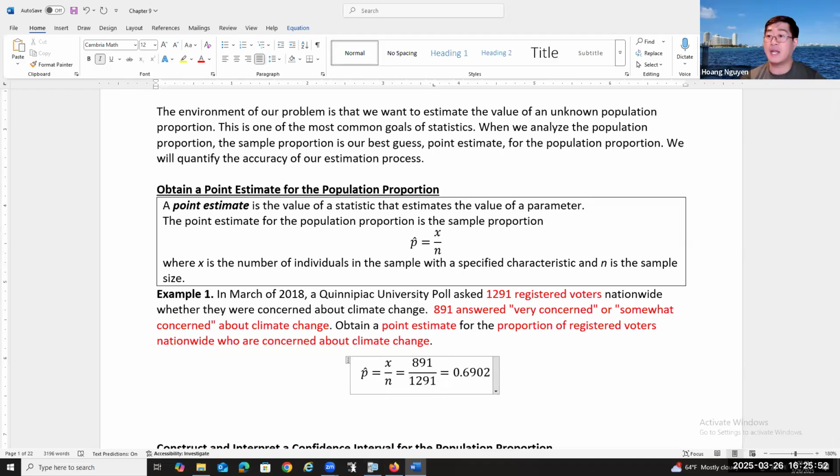0.6902. So about 69% of the population are concerned about climate change. Okay. So we might use this point estimate, the sample proportion, to estimate the population proportion. But how accurate is your estimation? Maybe it's not that strong, right? Because you are only using one single value to estimate the population. So maybe that's not very accurate. So that's why we need to do some further calculation to make our estimation more and more accurate.